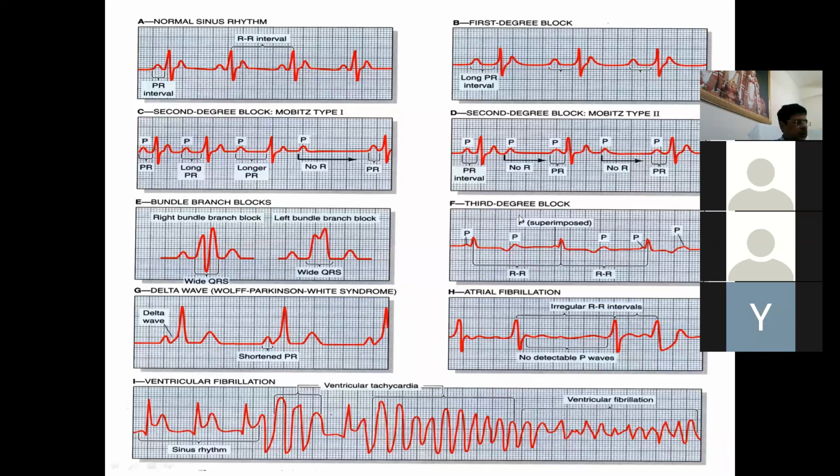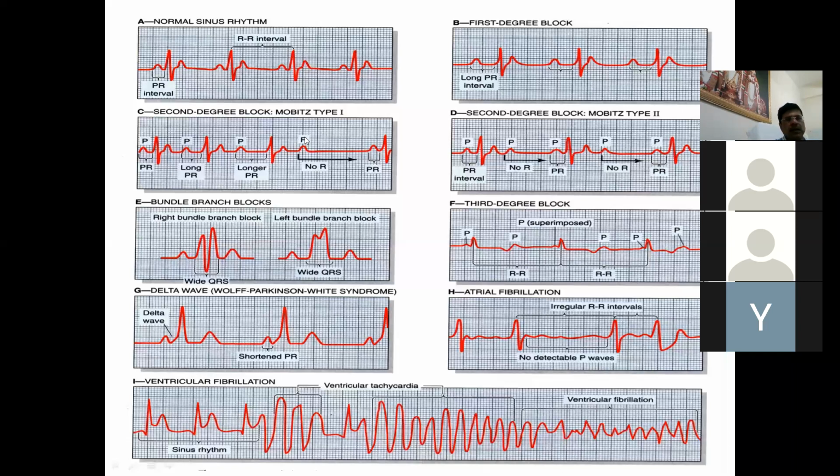Okay. So the first degree heart block is where all the P waves are conducted to the ventricles. Means there is connection between the atria and ventricles. But the only abnormality in this first degree heart block is that the PR interval is prolonged. Normal duration of the PR interval is around 0.12 to 0.20 seconds. Here it is more than 0.20 seconds. If you just calculate, you will see that it is more. So that is called first degree heart block.